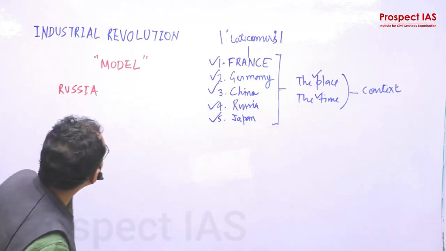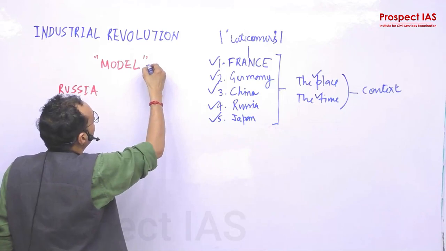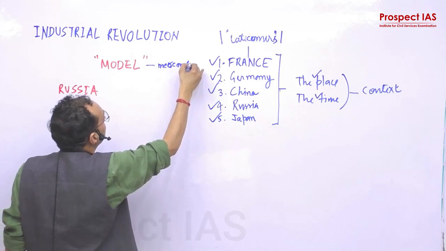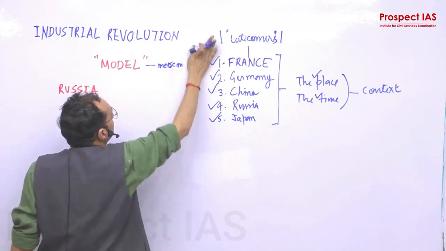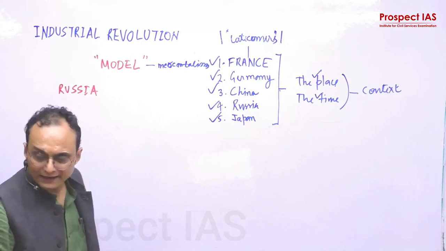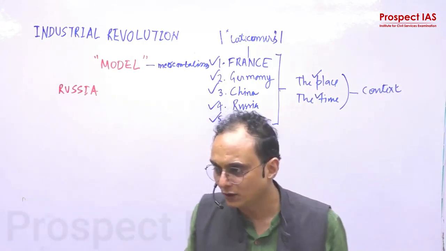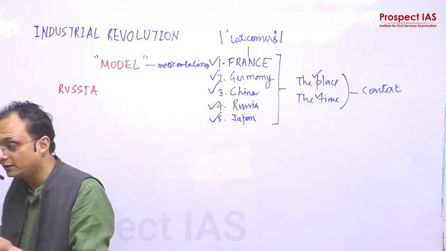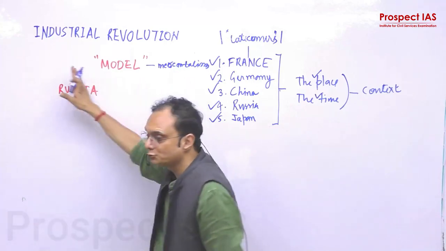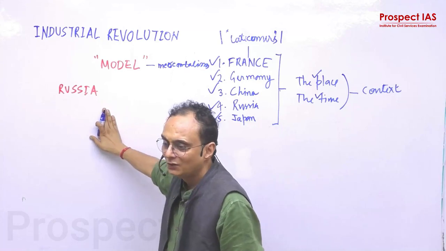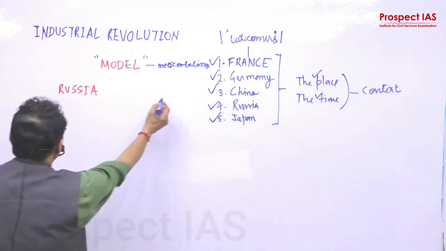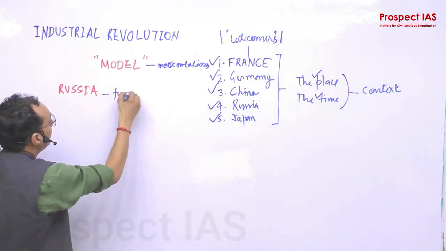And we have seen that in this model, mercantilism was a great motivating force. Mercantilism, I told you, vyapar वाणिज्य कर रहे हैं, they accumulated a lot of wealth that can be invested as capital. Okay, so mercantilism was a pushing force, but Russia was fundamentally a different societal setup. It was fundamentally agrarian.